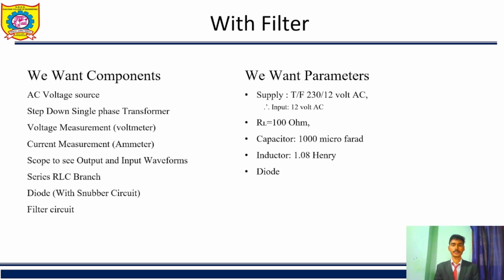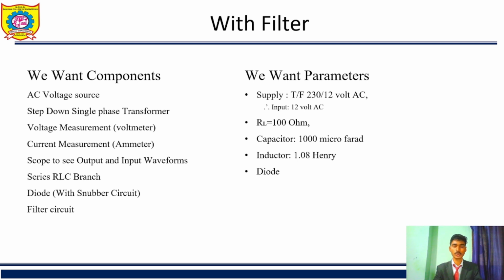Now the filter circuit parameters: the transformer is 230 by 12 volt AC voltage supply. Input is 12 volt. RL load is 100 ohm and capacitor is 1000 microfarad. Inductor is 1.8 Henry and diode is used in the circuit.